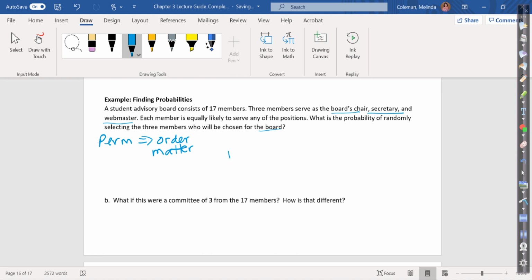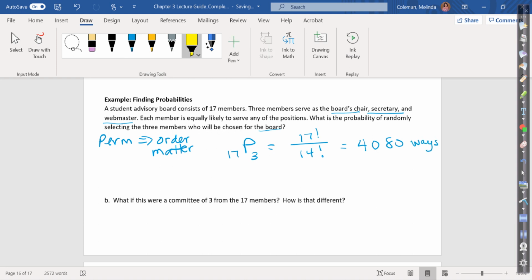So there would be 17 members. It's a permutation. There are 3 positions being filled. So that would be 17 factorial over 17 minus 3, which is 14 factorial. If I multiply that out, I end up with 4,080. And that's 4,080 ways to select the people.